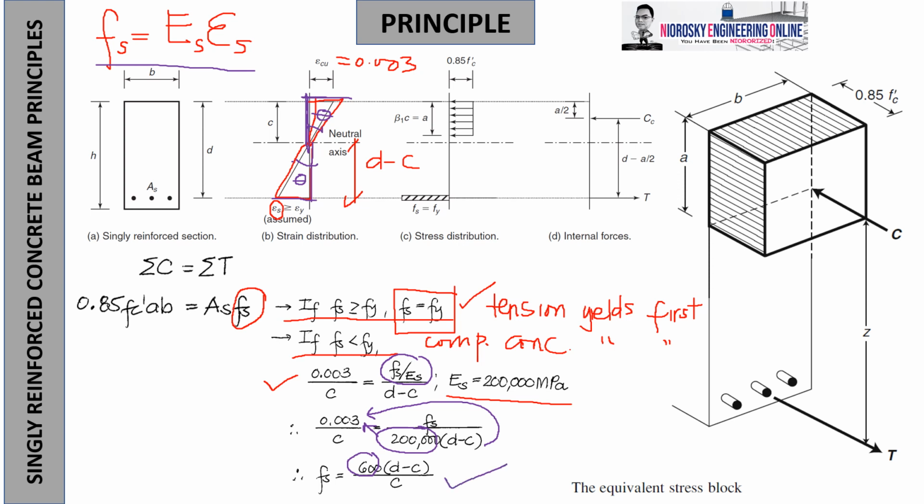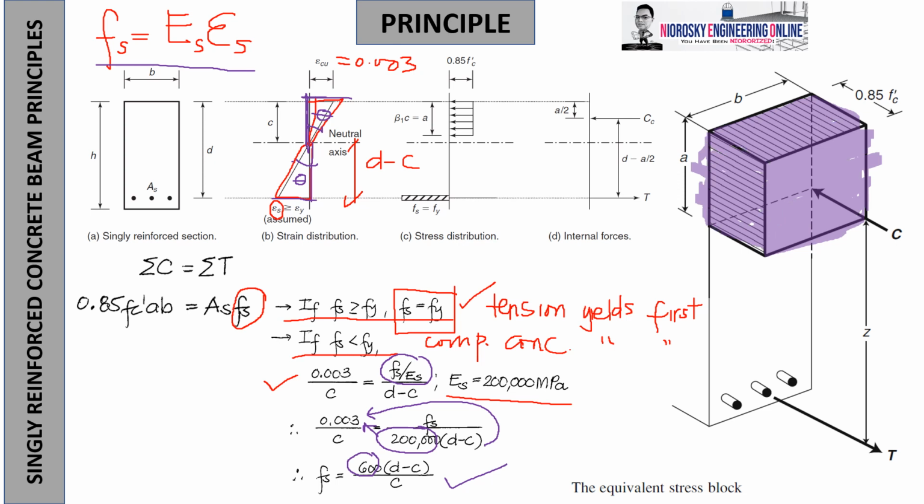Okay? So therefore, if Fs is less than Fy, meaning it did not actually yield, then Fs should be calculated as 600 over C, D minus C. So by that sense, we can now assign those Fs by the true condition so that we can identify what we usually get there, the height of the compression block. Usually, that is what we need to get to understand the location and its nature.